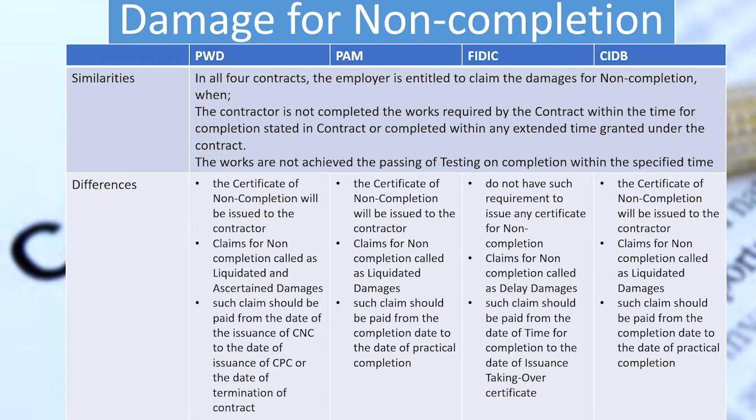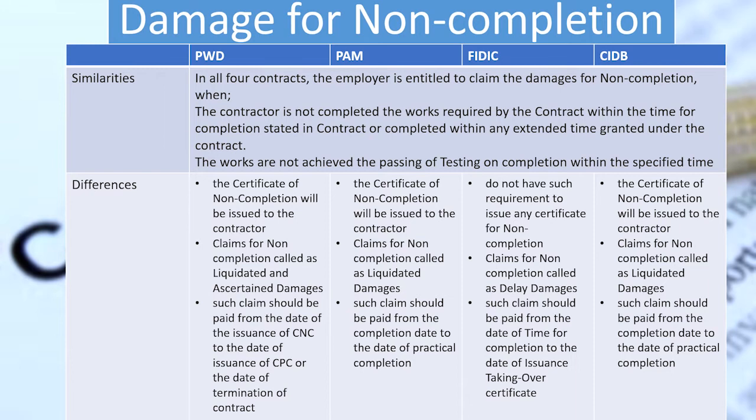For the difference, in PWD, PEN and CIDB, if the contractor causes the non-completion, the certificate of non-completion will be issued to the contractor. While in FIDIT, there is no statement that expressly requires the issuance of any certificate of non-completion to the contractor. For the claim for non-completion, in PWD, it is called liquidated and ascertained damages, or LAD for short. For PEN and CIDB, it is called liquidated damages, or LD for short. In FIDIT, it is called delay damages.